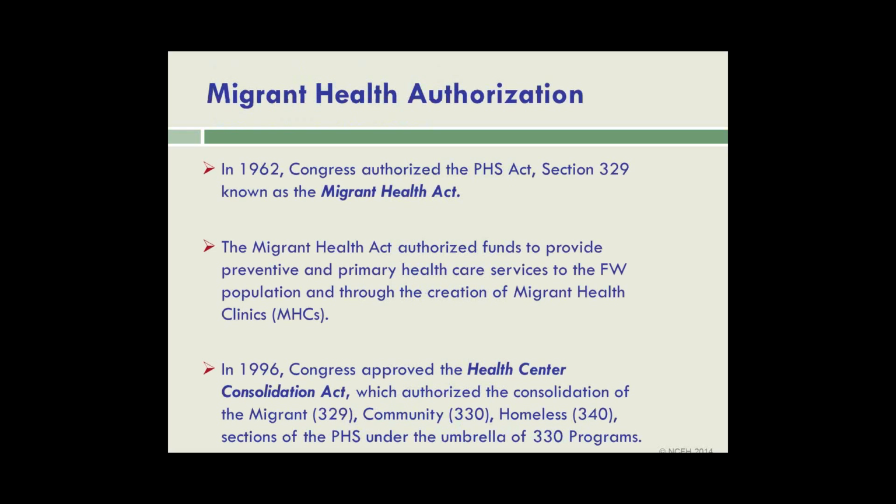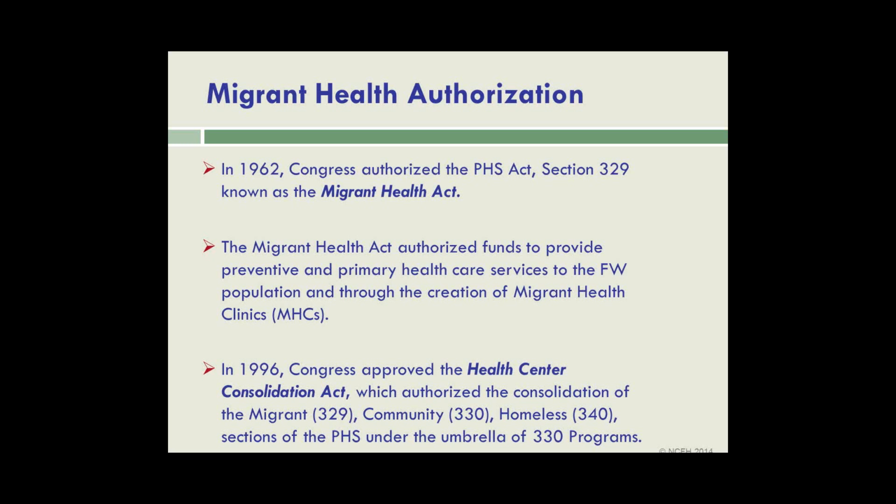The Public Health Service Act 329 was enacted in September of 1962. This act called for the authorization of public health funds for the provision of health services to the farm worker population. It is known as the Migrant Health Act. The Migrant Health Act allowed for the creation of a small number of migrant health clinics.